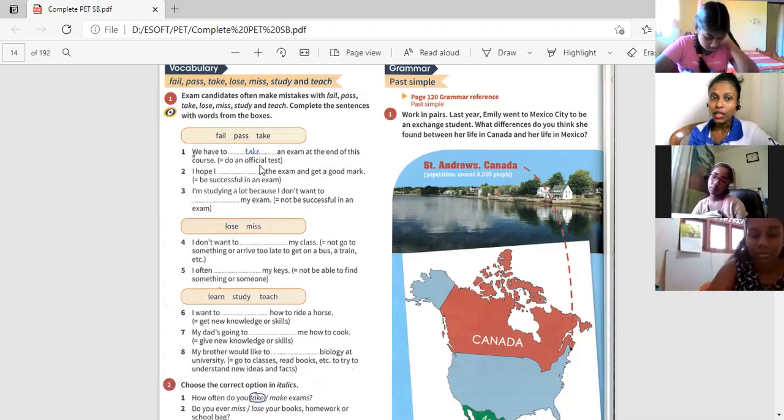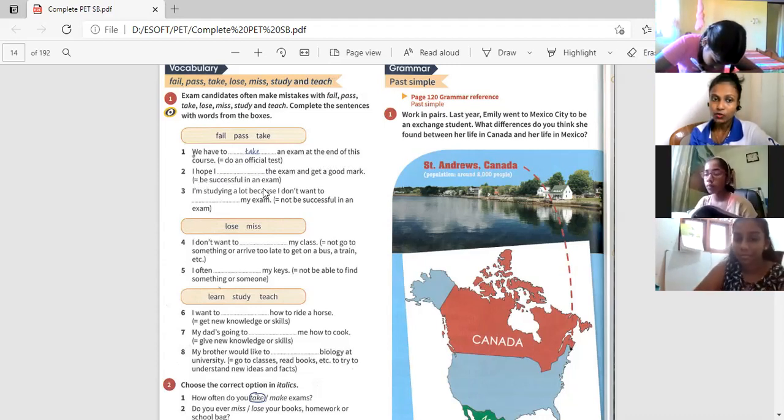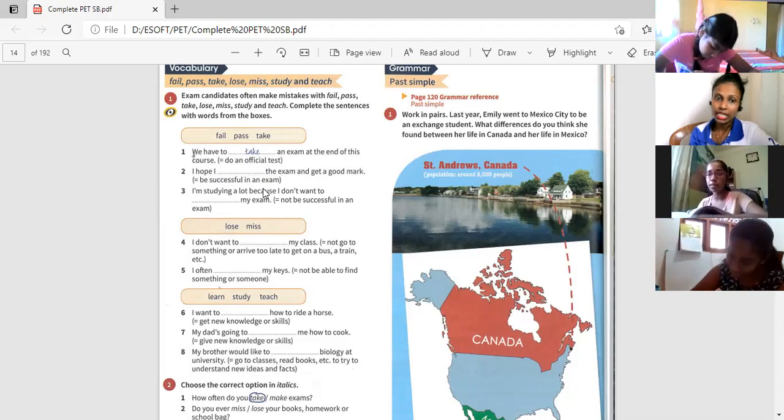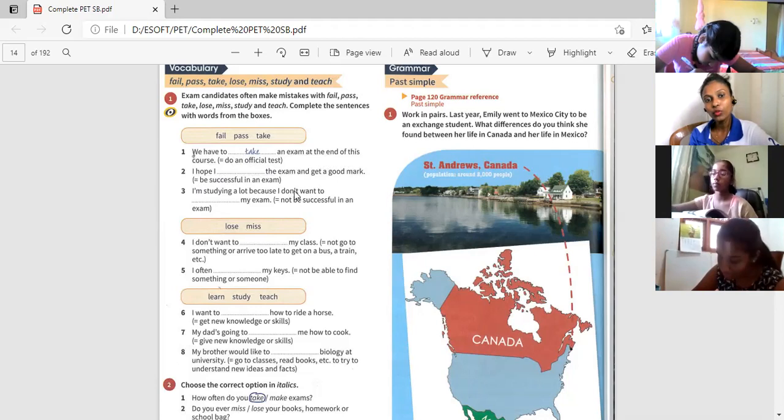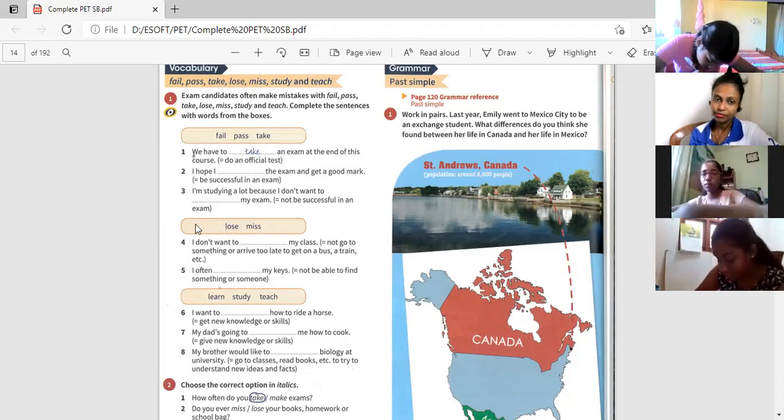Take: do an official test. Okay? Then the second one. I hope I blank, what is the meaning? Be successful in an exam. What is the word? Pass. I hope I pass the exam. I'm studying a lot because I don't want to blank. Meaning not be successful in an exam. Fail. Write them down.